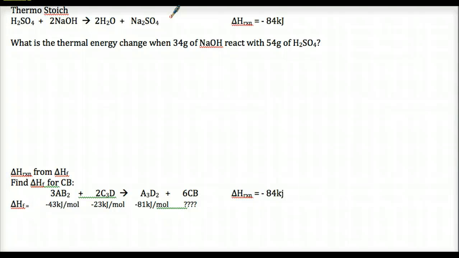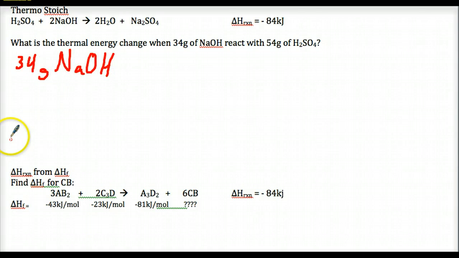What is the thermal energy change when 34 grams of NaOH react with 54 grams of H2SO4? It's a limiting reactant problem. We have both reactant numbers. We have masses for both. Okay, well, what do I have here? I have my 34 grams of NaOH, and I have 54 grams of H2SO4.